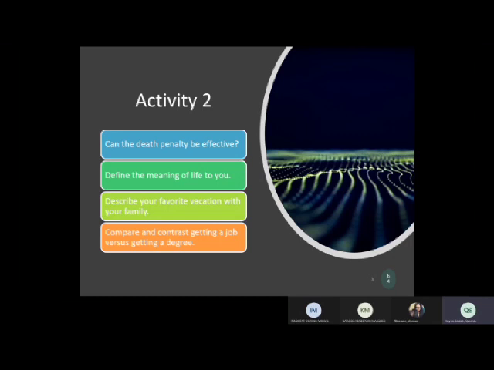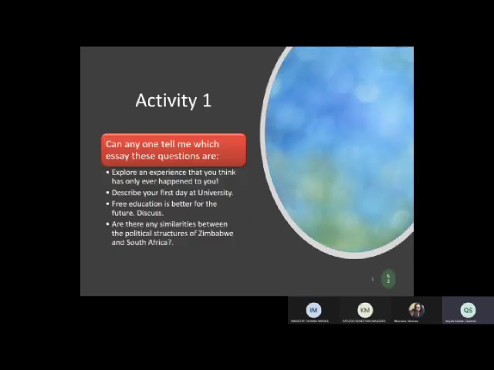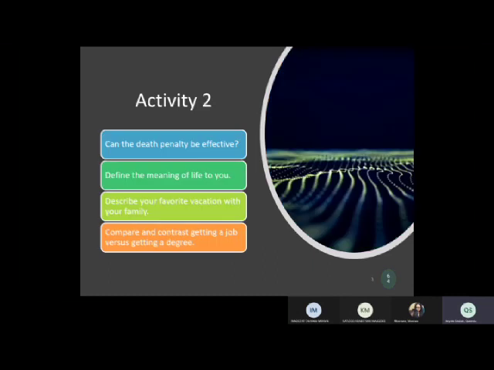Okay, Innocent, is this for the first activity or the second activity? So Innocent, if it's for the first activity, the only thing you missed out is point number 3, which is more of an argumentative essay because you need to take a stand, right? So let's do the second activity.